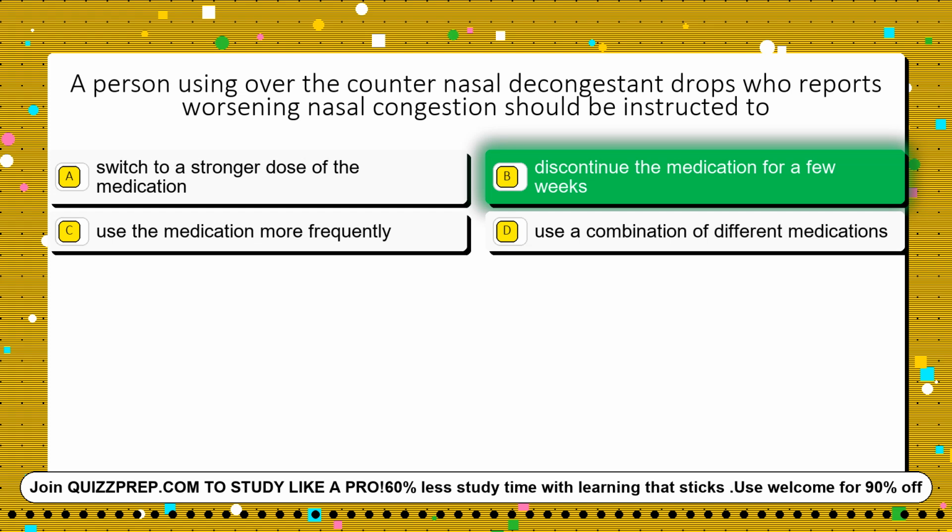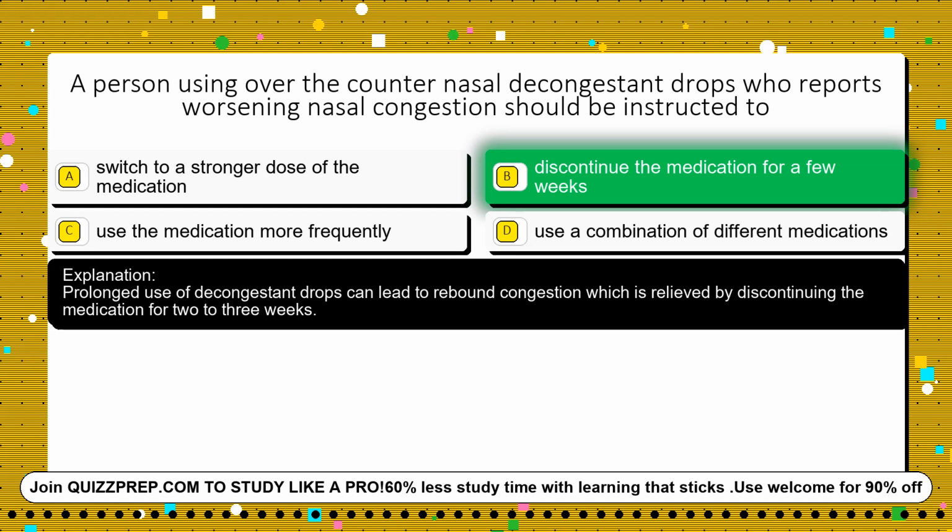The correct answer is option B, discontinue the medication for a few weeks. Prolonged use of decongestant drops can lead to rebound congestion, which is relieved by discontinuing the medication for 2 to 3 weeks.